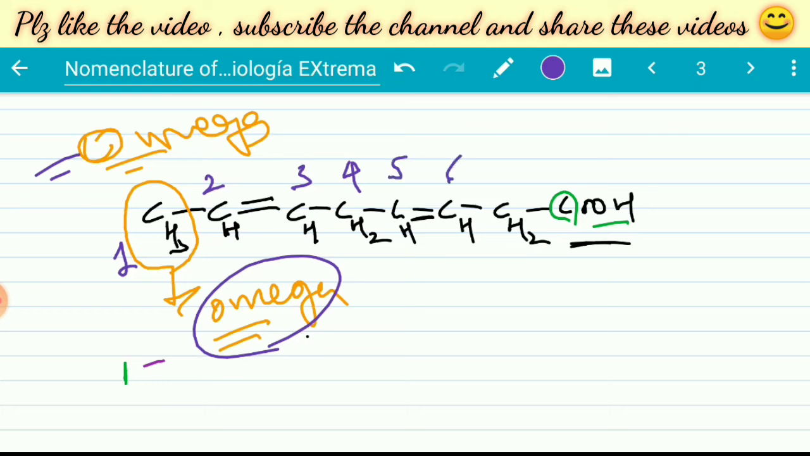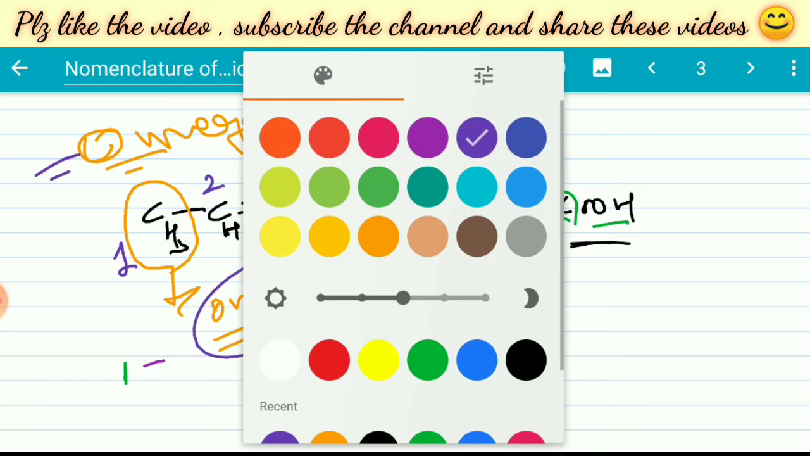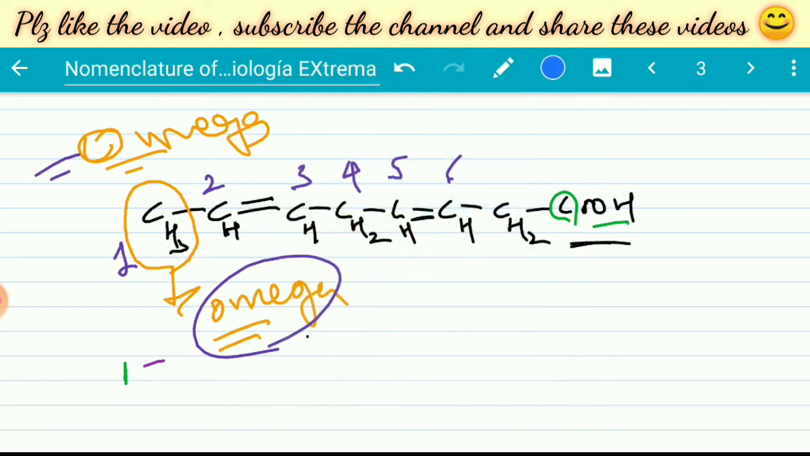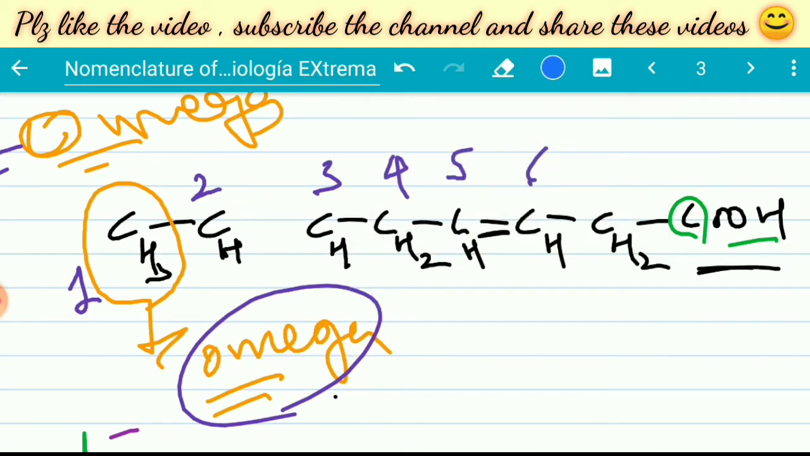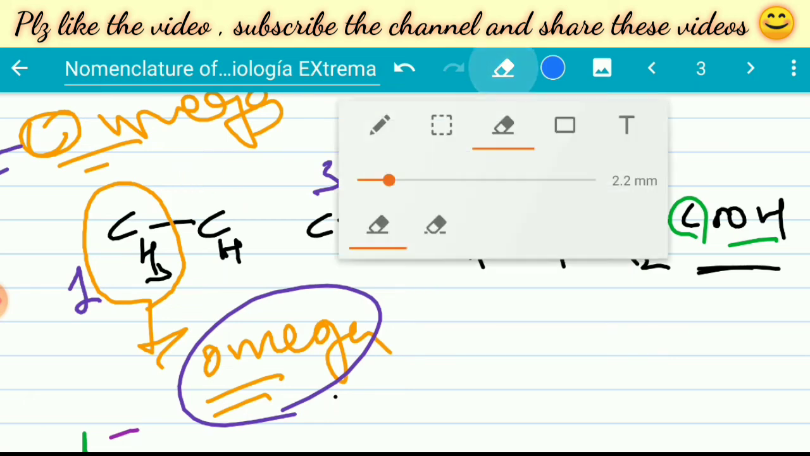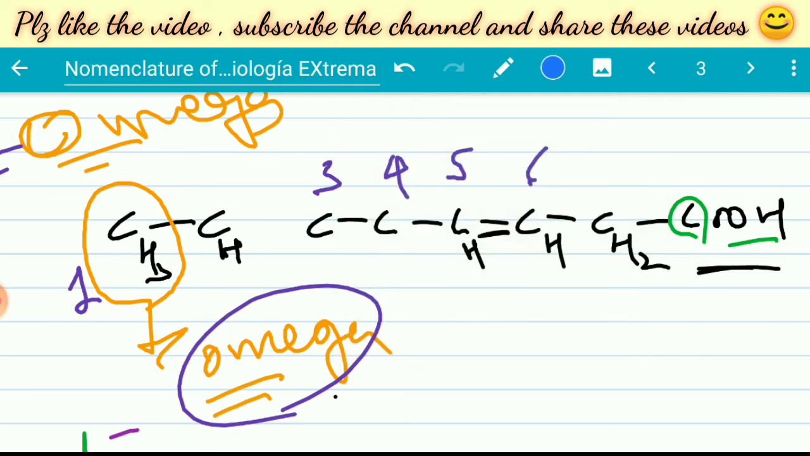Now, how do we name the fatty acid according to the omega system? We just look for the double bonds. Let's adjust this a bit so it fits our example. Okay, so this is 1, this is 2, 3, 4, 5, 6, 7 and so on.